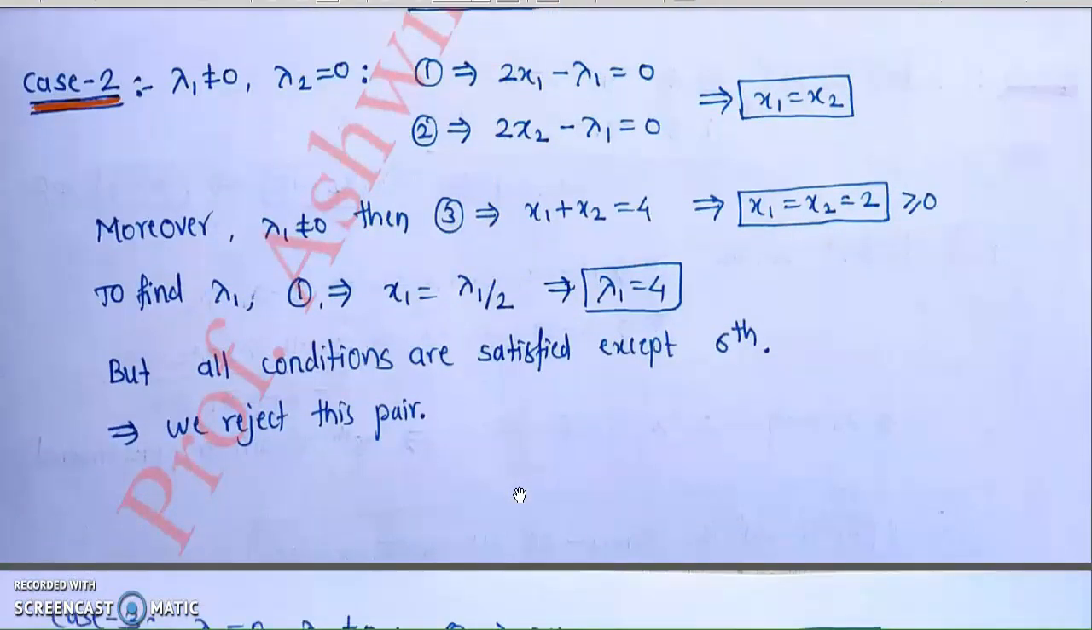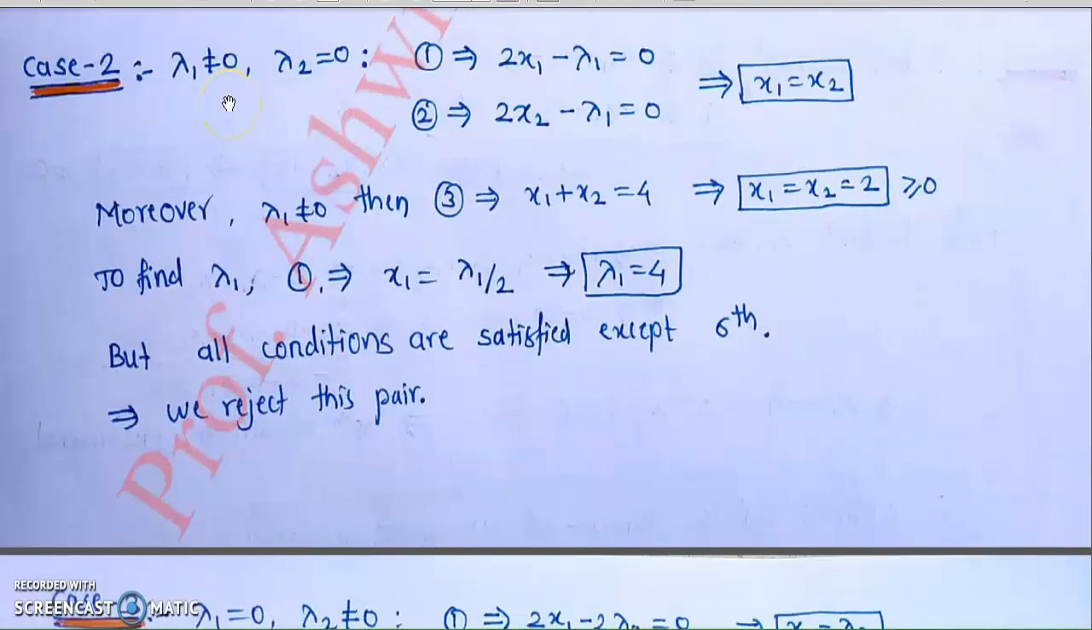Then we have case 2, that lambda 1 is not equal to 0 and lambda 2 is equal to 0. Since lambda 2 equal to 0, if we update this into equations 1 and 2, we get 2x1 minus lambda 1 equal to 0, and the second gives us 2x2 minus lambda 1 equal to 0. It means we get lambda 1 equal to 2x1 and lambda 1 equal to 2x2. That's why x1 is equal to x2, a relation between two variables.